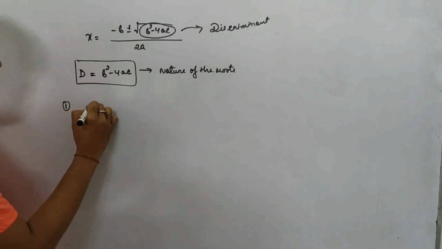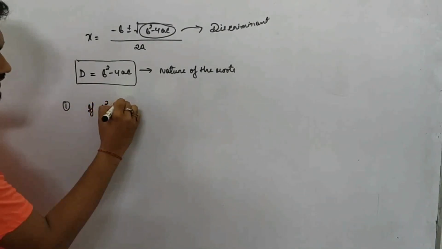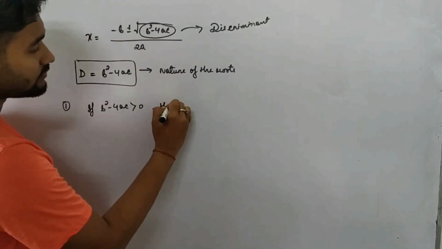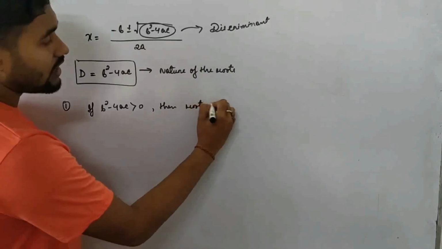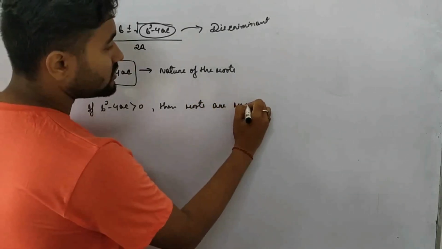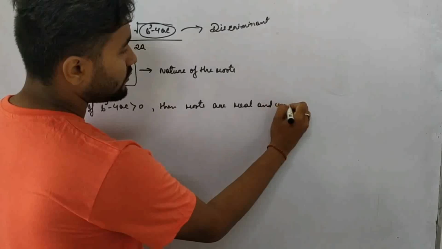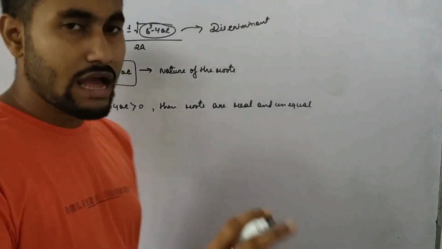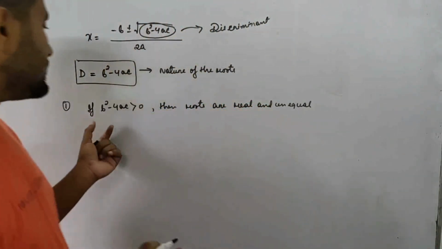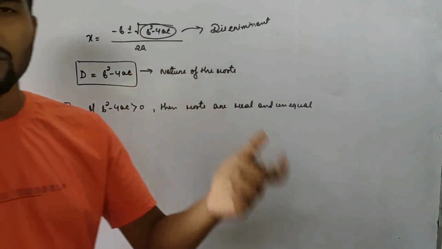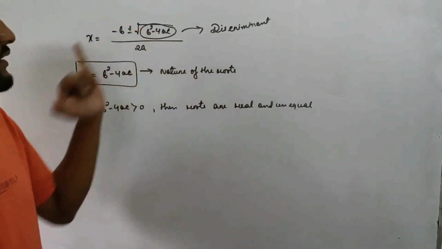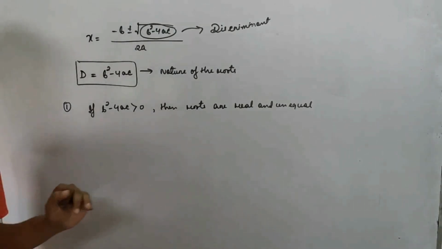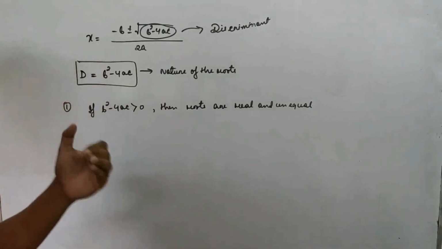Now, condition number 1, a 1 mark question may come. If b square minus 4ac is greater than 0, then roots are real and unequal. Understood? They will be real numbers if it is greater than 0, say 4, 6, 27, 28, 30, 35, 100. If it is greater than 0, then it will be real and unequal. Now 2 branches are there over this, so I will come to this later on.